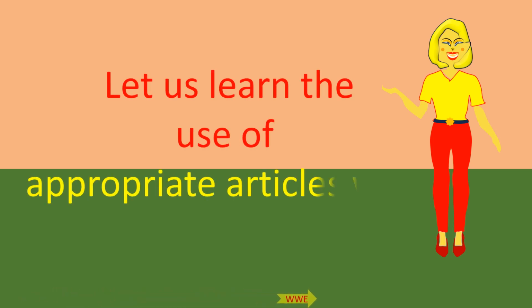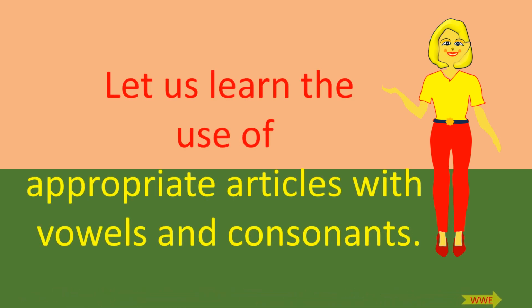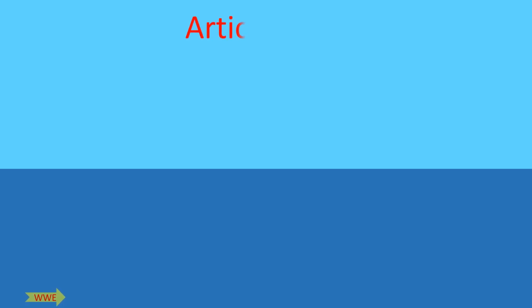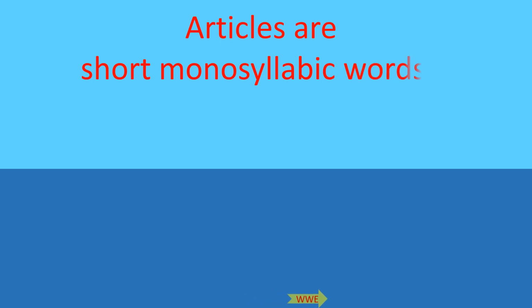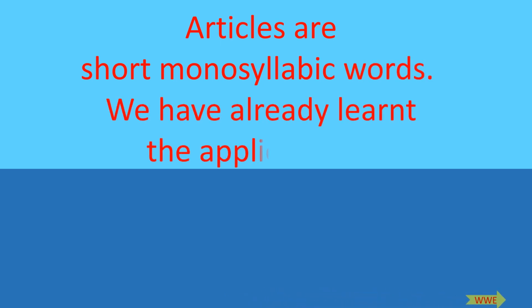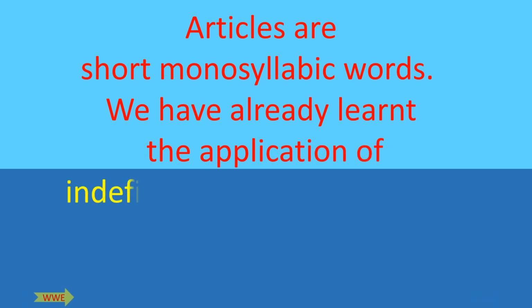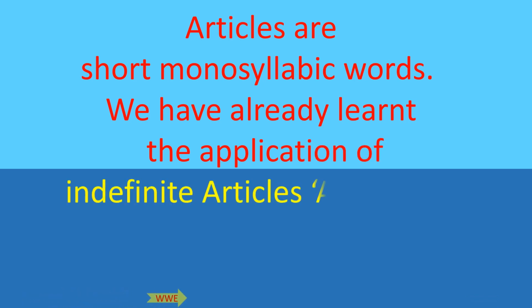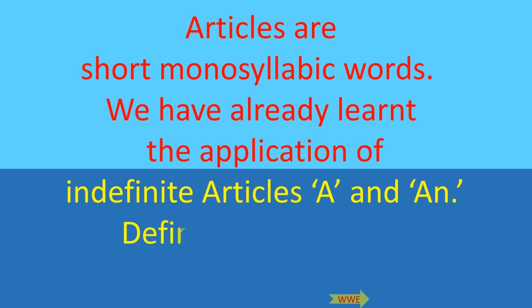Let us learn the use of appropriate articles with vowels and consonants. Articles are short monosyllabic words. We have already learned the application of indefinite articles a and an. Now we shall learn the application of the definite article "the" that is used before nouns.